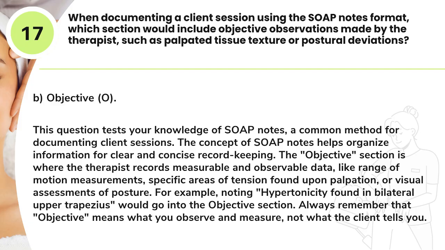The objective section is where the therapist records measurable and observable data, like range of motion measurements, specific areas of tension found upon palpation, or visual assessments of posture. For example, noting hypertonicity found in bilateral upper trapezius would go into the objective section. Always remember that objective means what you observe and measure, not what the client tells you.